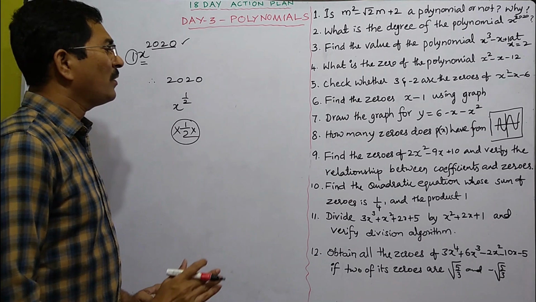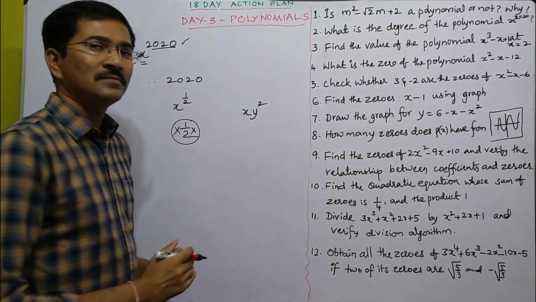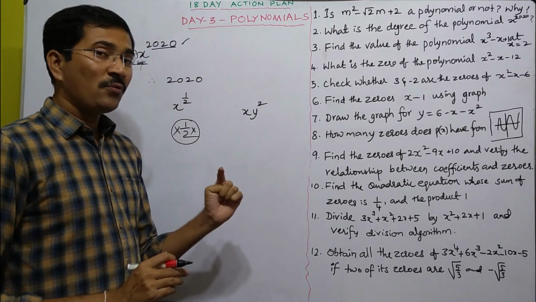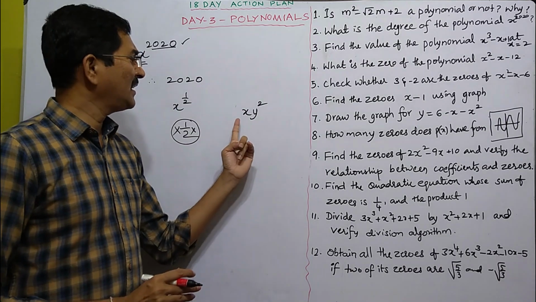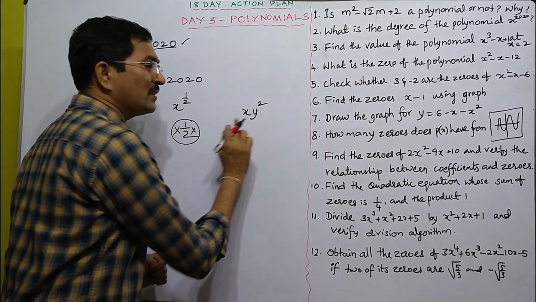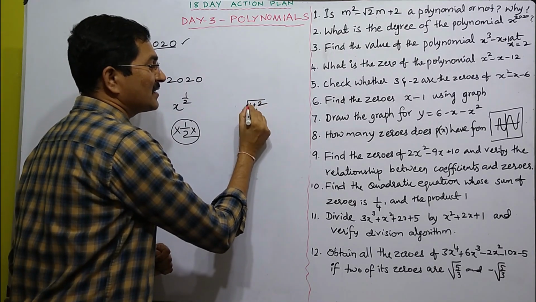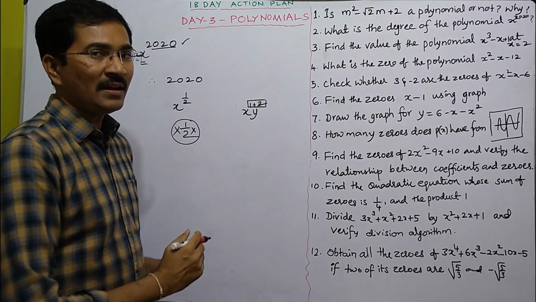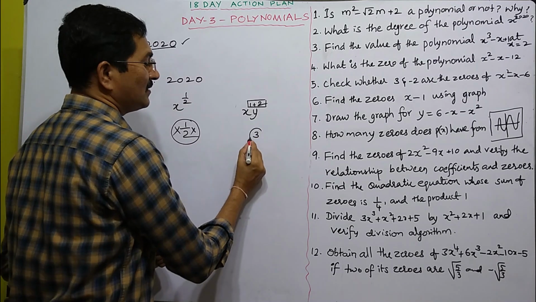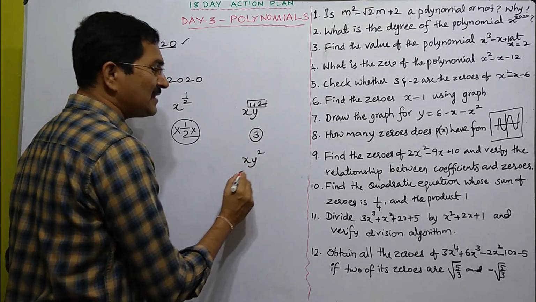Now, if we have a term with two variables, like x y squared, then what is its degree? Because we defined it as the power of the variable, and here we have two powers. Which power to consider? When you have more than one power, you add up all their powers and consider that value to be the degree of the term. So you're adding 1 plus 2, which is 3. So the degree of this x y squared is 3.